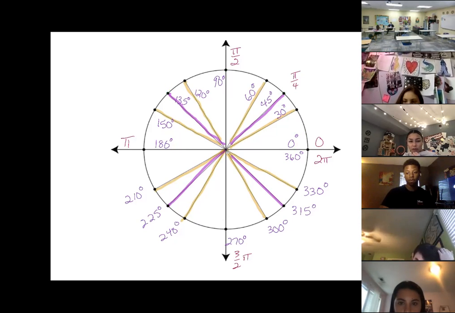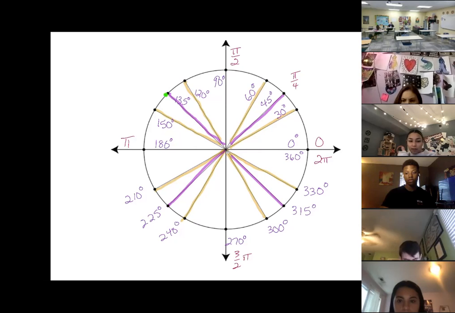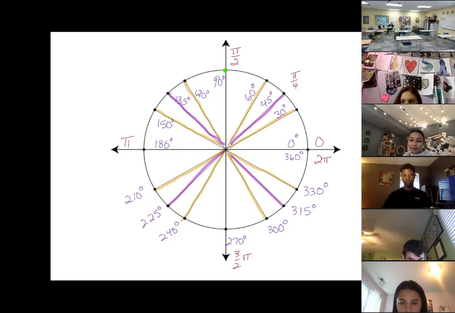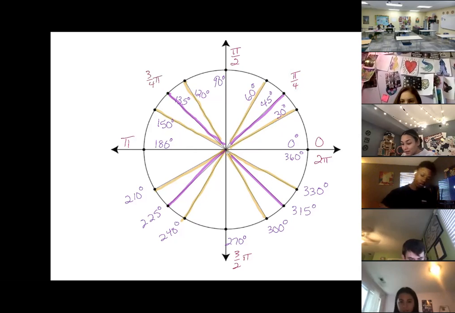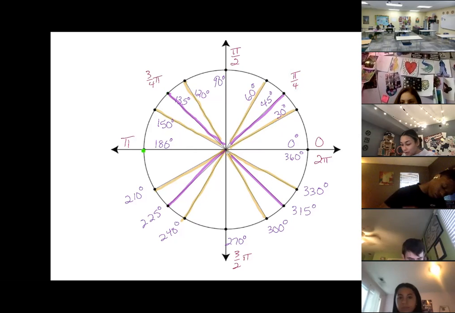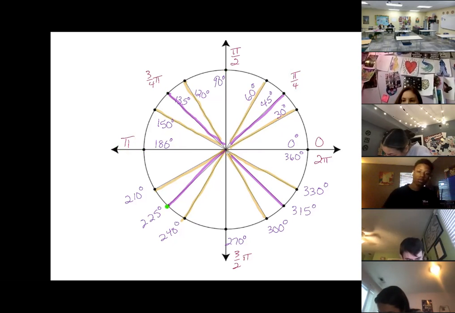Okay, so this is 1/4 pi, 2/4 pi. I'm counting by 1/4 pies. Every 45 degrees is a fourth of a pi. So this is 1/4, 2/4, 3/4 pi. Okay, then 3/4, then 4/4 pi. Well, 4/4 pi is pi, right? 4/4 pi, what would this be down here?